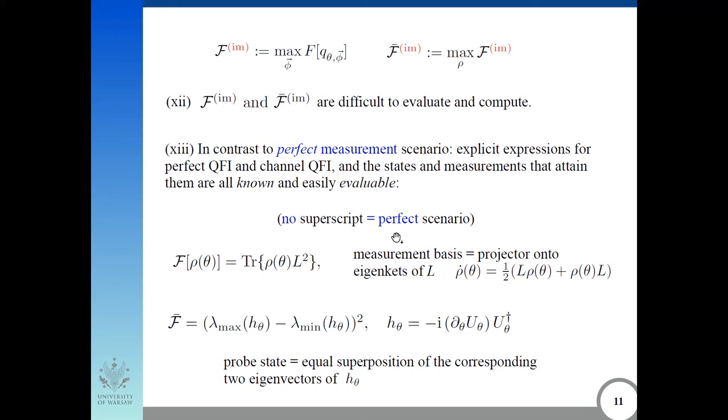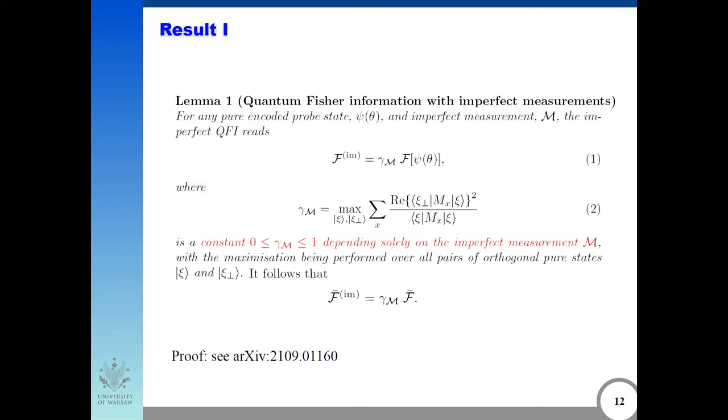That's it. We don't have these beautiful results for when we have imperfect measurements. So we don't stop here, however, of course. Instead, this is the first part of our result. Our main result is that we show there's a link between the imperfect quantum Fisher information and the perfect quantum Fisher information. Let me read it out loud.